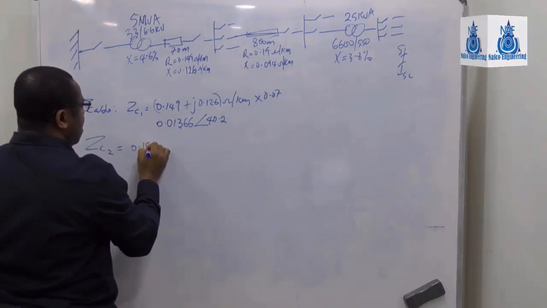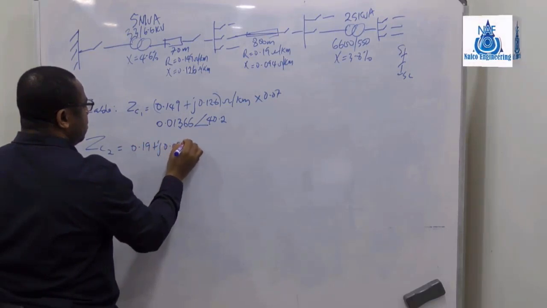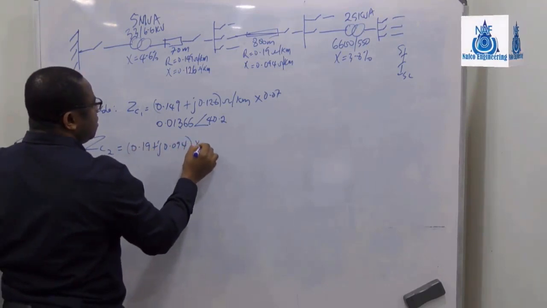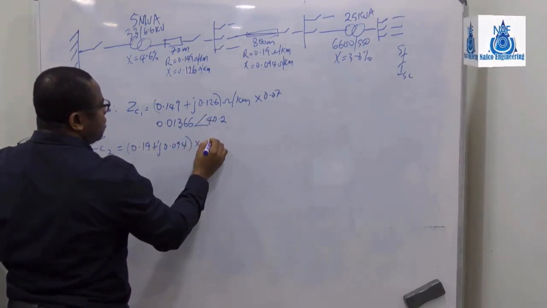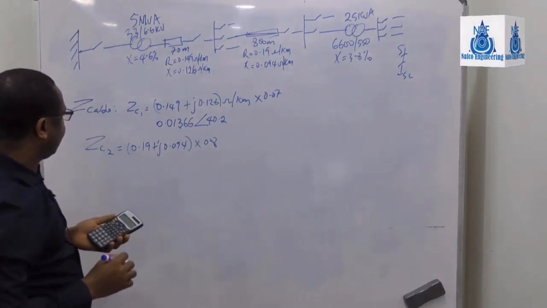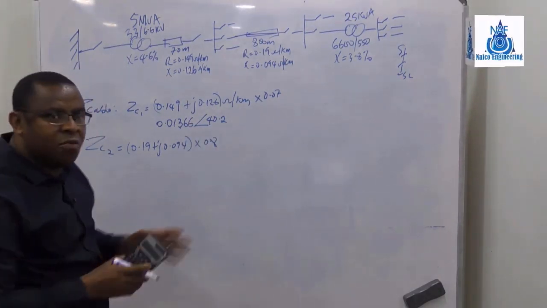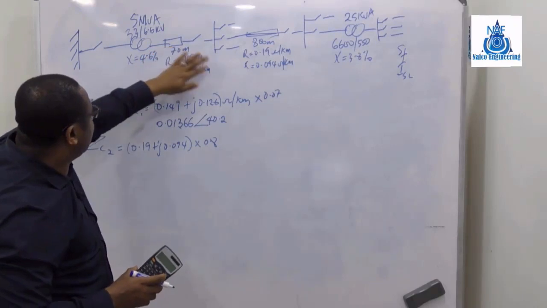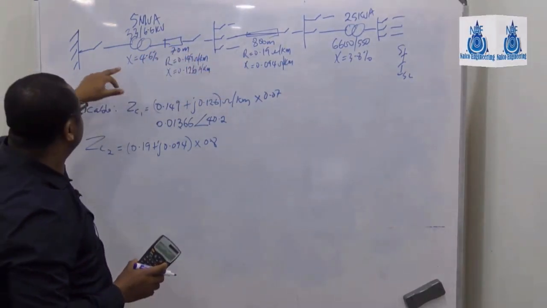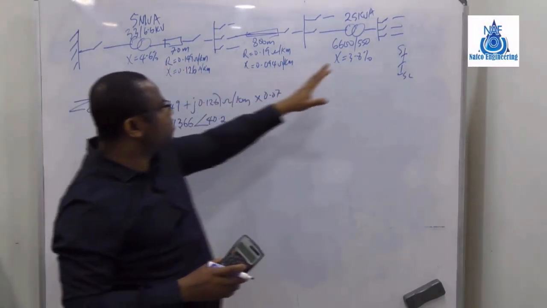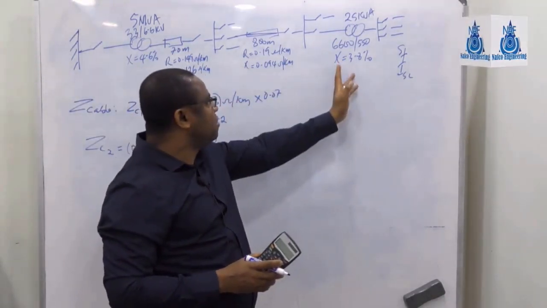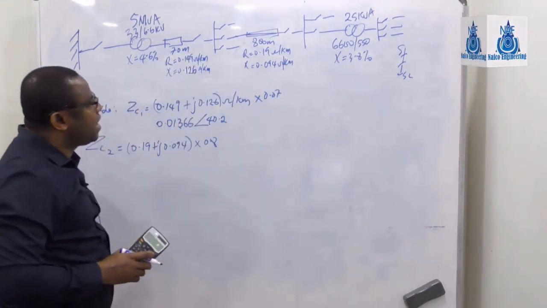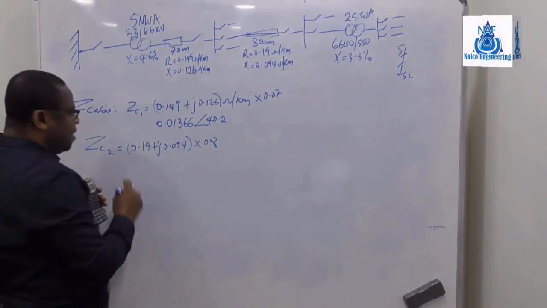Z cable 2 is 0.19 plus J 0.094. Now ohms per kilometer, so multiply by 0.8 kilometers. All right. I hope you know why I'm putting J here. This is reactance, X. And since we are dealing now with reactances and resistances, for this X you must put J. Even on the transformers, you must put J when you are solving, because they did not put Z here. This is not Z, it's X, which is reactance, so you must put J there. Except if you don't believe in J.